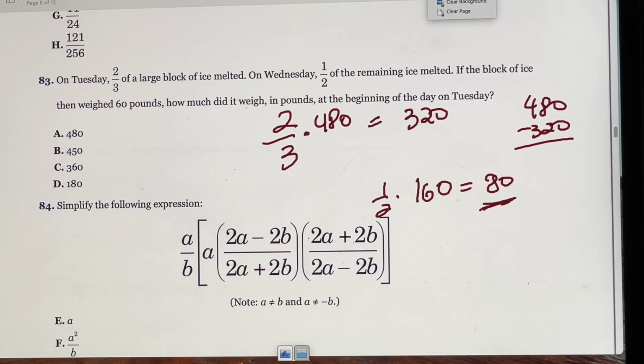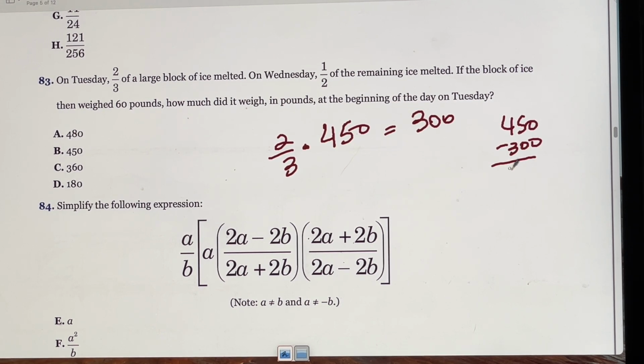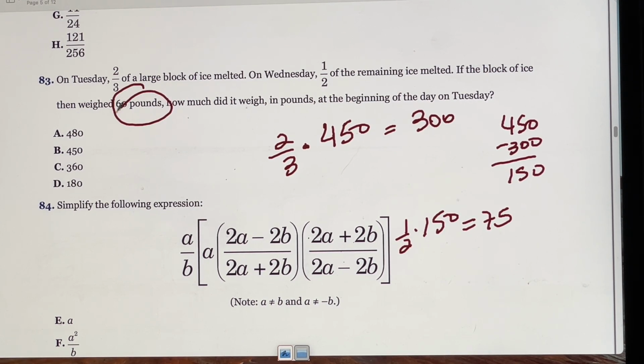So A is out. B, take 2/3 of 450. 2/3 of 450 is 300. 450 minus 300 means that you have 150 pounds of ice left. On Wednesday, half of 150 melted, and you have 75 left. Is that what it is? No, you need 60.